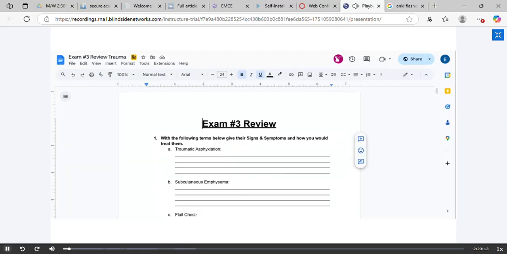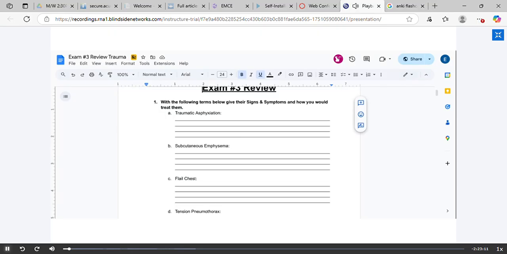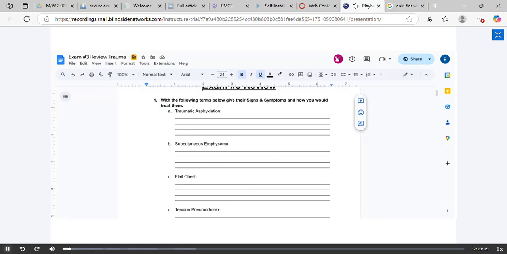Okay, so the first couple of things, it just jumps right into signs and symptoms of some very specific traumatic emergencies. Traumatic asphyxia. This one is pretty straightforward. This is going to be a chest injury, and we get this when the chest has a sudden compression on it.